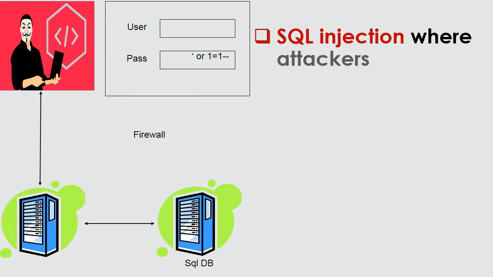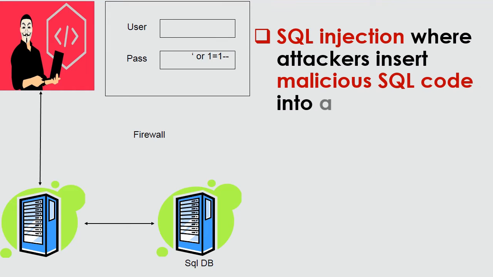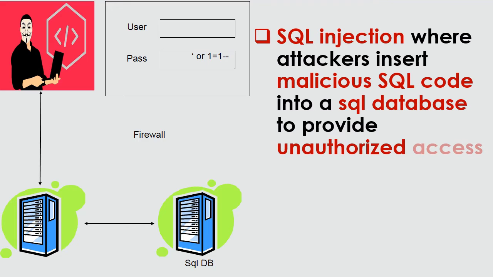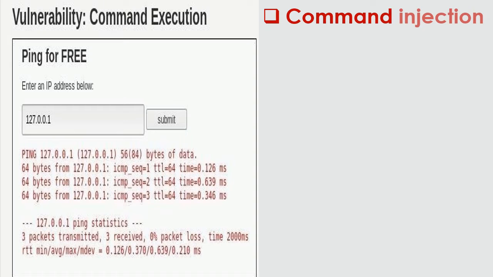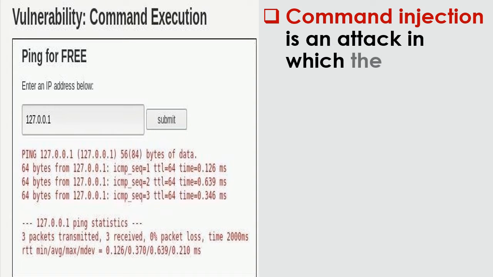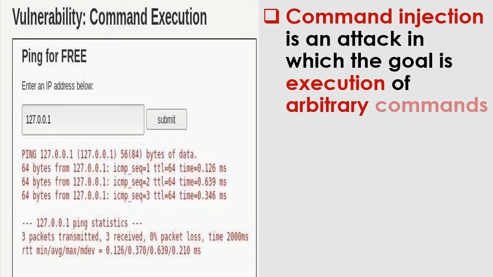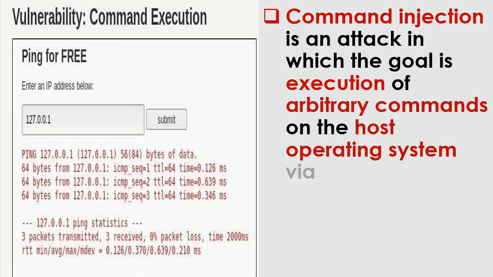SQL injection is where attackers insert malicious SQL code into a SQL database to gain unauthorized access to private data. Command injection is an attack in which the goal is execution of arbitrary commands on the host operating system via a vulnerable application.